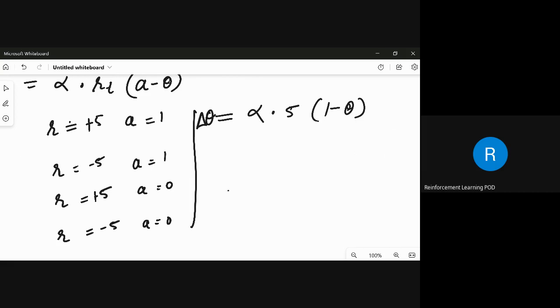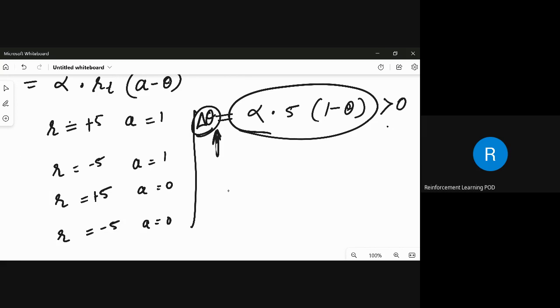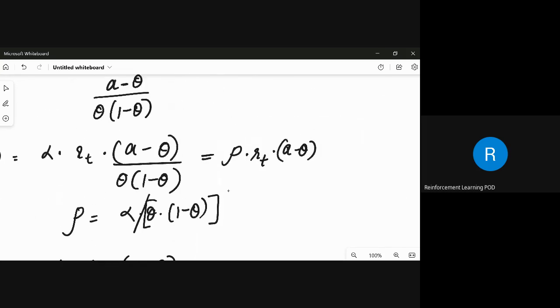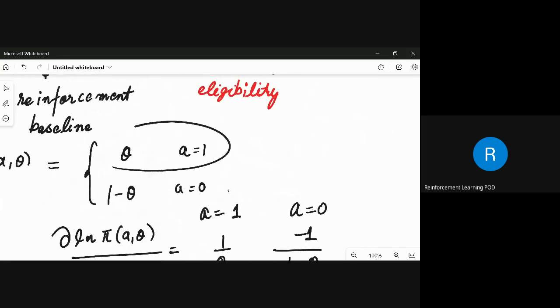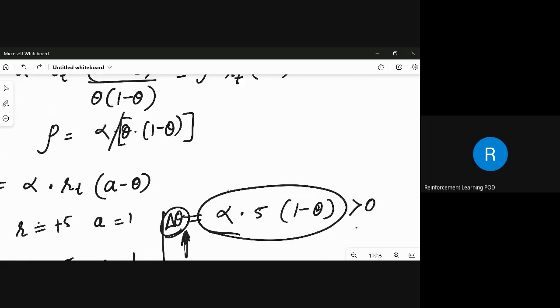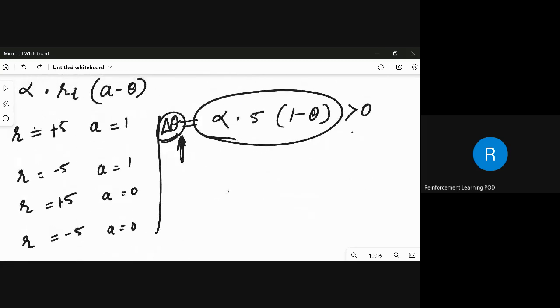So what we can be sure of, this is going to be a positive quantity greater than 0, right? And if this is the case, then theta is going to increase. If you go back and look at the formulation of this binary bandit, theta is the probability of taking the action A. That means we are increasing the probability of taking action A, which has yielded a positive plus 5 reward. Okay, that makes sense because that is what's supposed to happen.